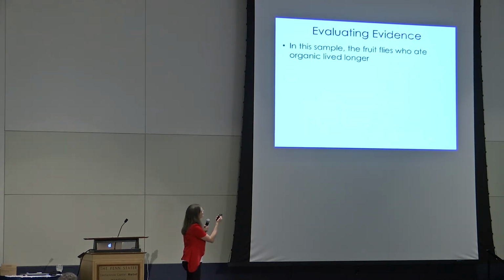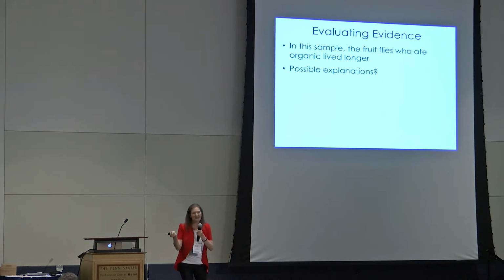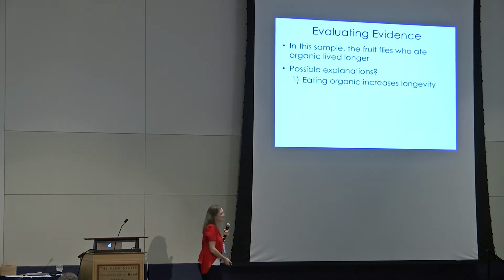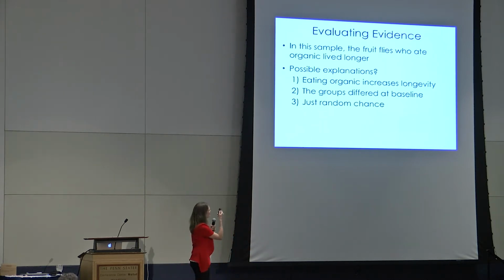So again, in our sample, the fruit flies who ate organic lived longer. You can see where I'm going with this, I bet. What are the possible explanations? And I want students to just do this over and over again. One possible explanation: eating organic really does increase longevity. Other possible explanations: maybe the groups differed at baseline, and maybe it's just random chance.